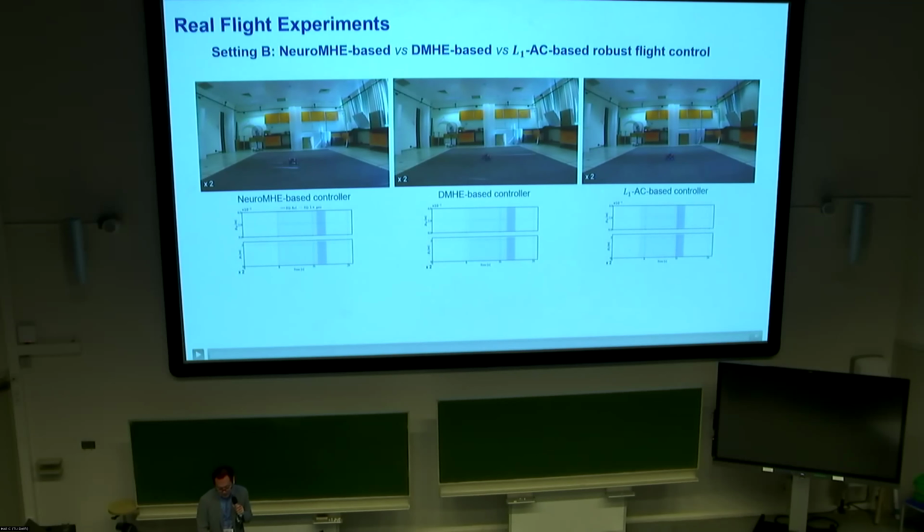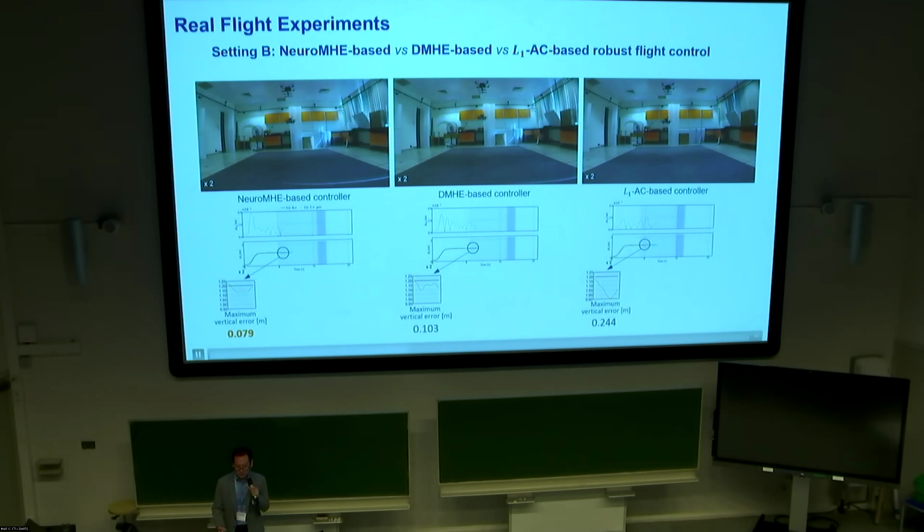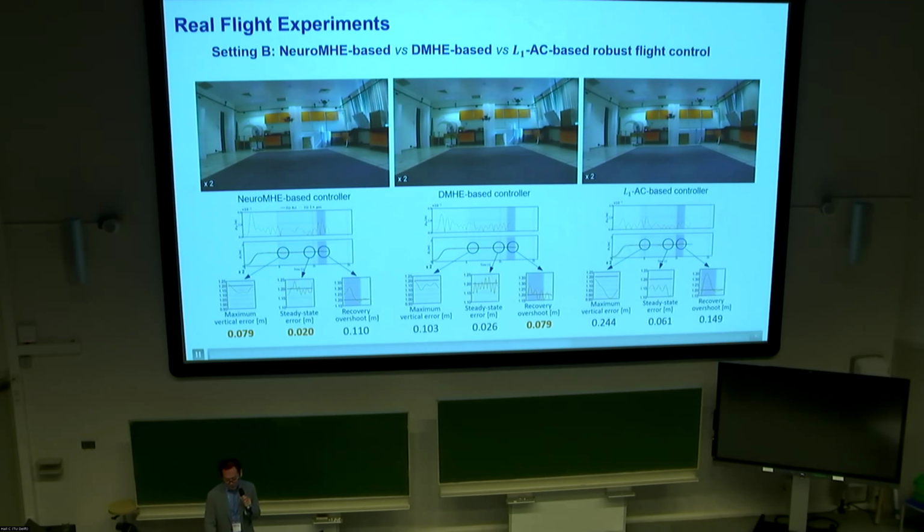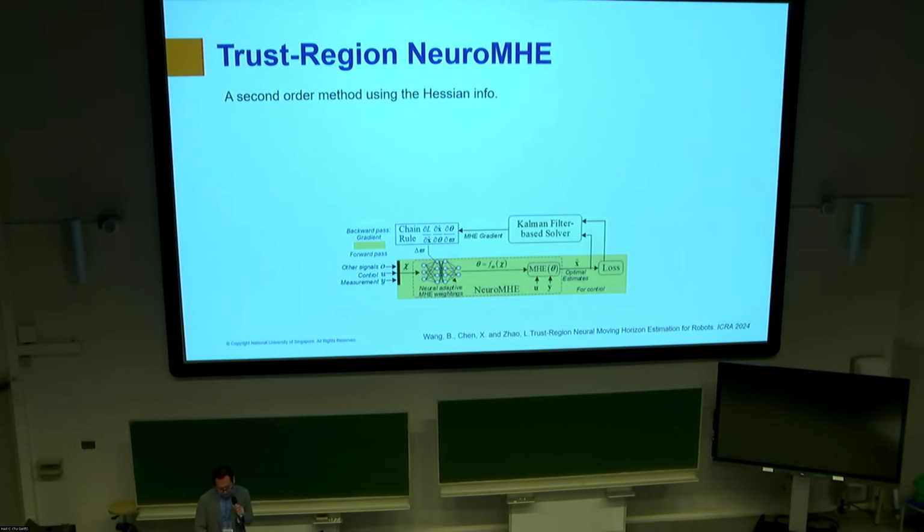The next experiment is the downwash experiment. Let me run it. And again, you can see that neural MHE was able to maintain a very accurate height while subject to the downwash, while the other 2 methods have a large deviation from the desired height.